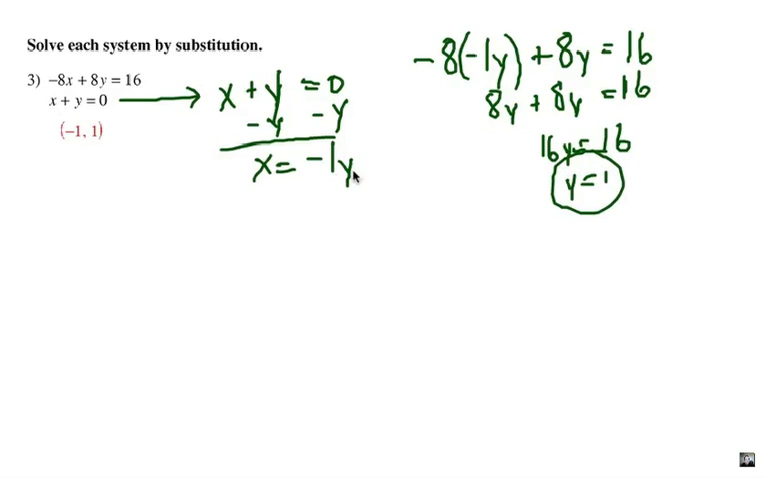All right, so I'm going to substitute that in there, and if y is positive 1, then x must be a negative 1. And that's what I get for my ordered pair. All right, next is elimination.